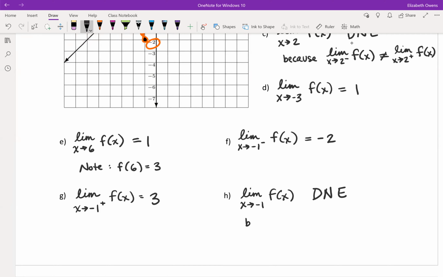And then if you were asked for justification, mathematically, we would say this is because the limit as x approaches -1 from the left of f of x does not equal the limit as x approaches -1 from the right of f of x. And there we would have it.